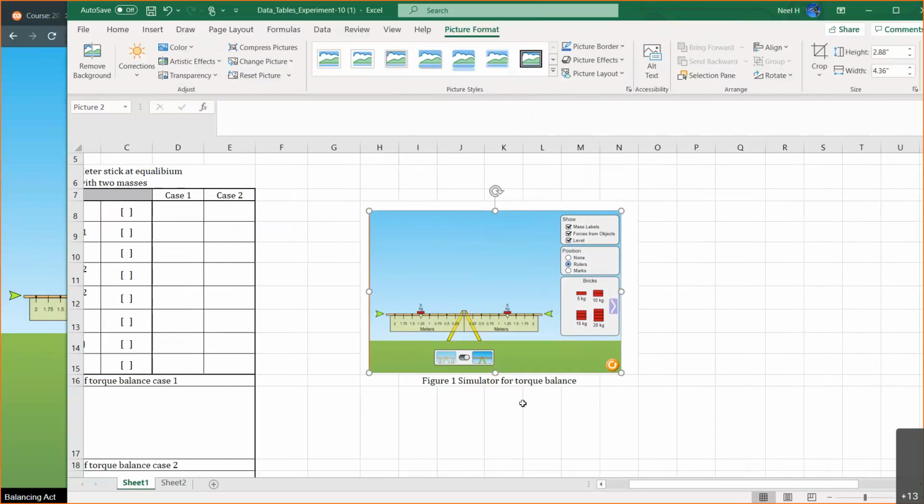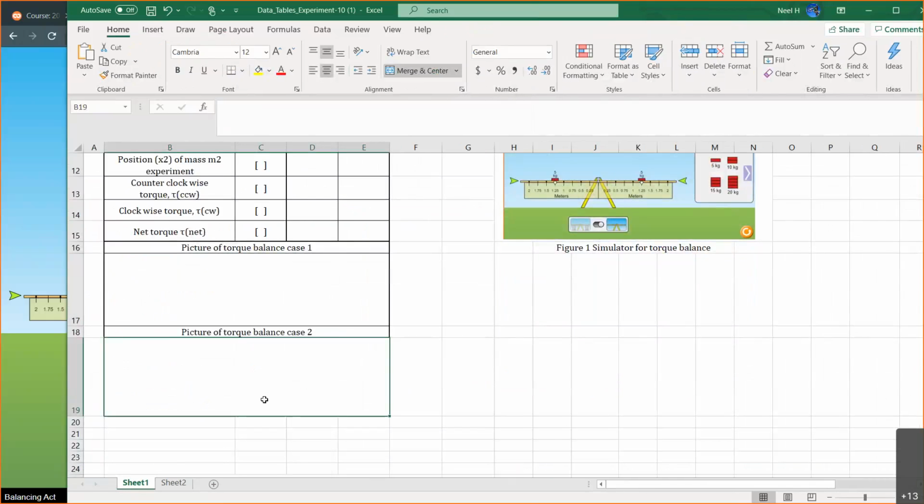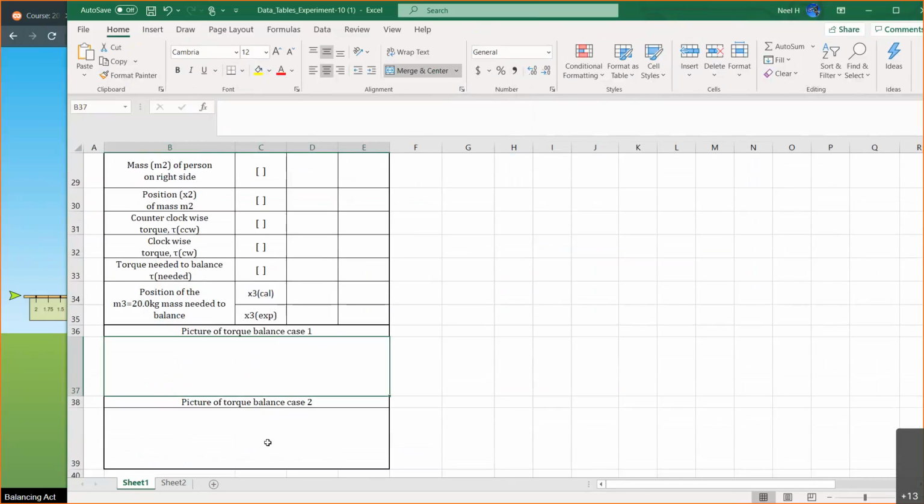But later we'll take a couple of pictures. You can see I leave space right here, under this table. Those are part of the data. Those should not go into the procedure section.